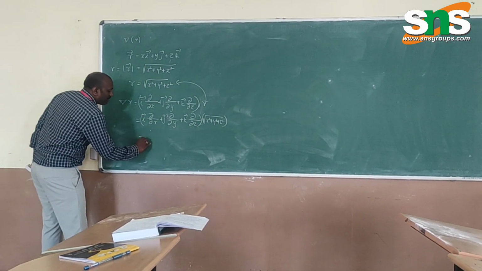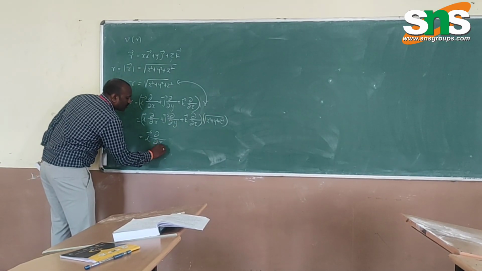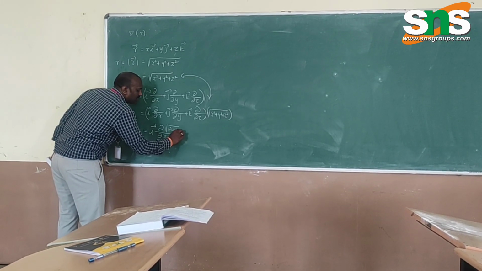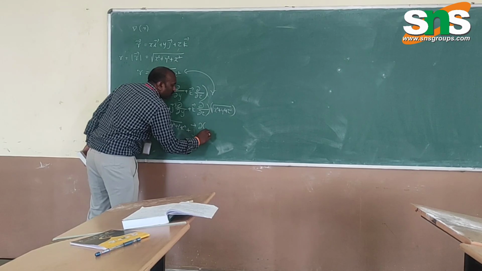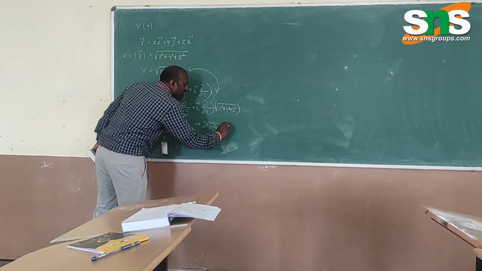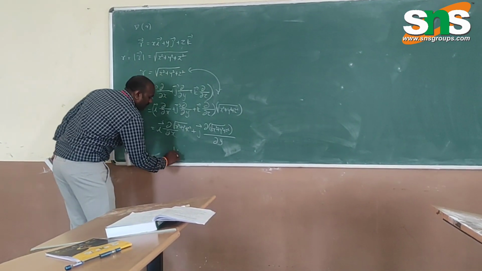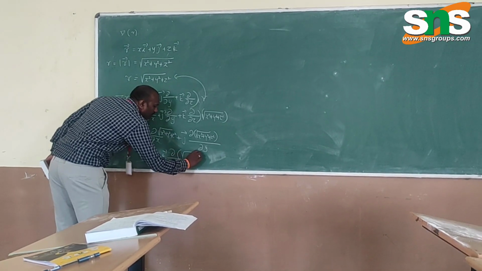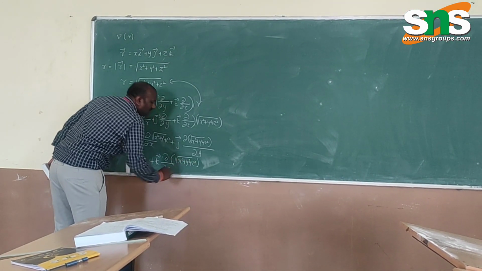See, as per the method, we have to multiply inside the value. So i vector dou by dou x of root of x square plus y square plus z square, plus j vector into dou by dou y of root of x square plus y square plus z square, plus k vector into dou by dou z of root of x square plus y square plus z square.